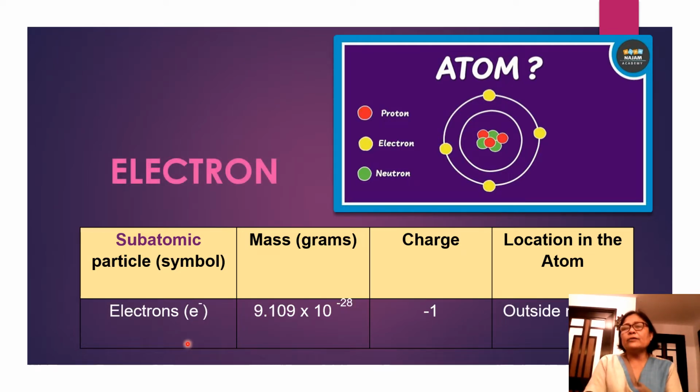Electron has a mass of 9.109 times 10 raised to negative 28 with a negative charge, found outside the nucleus of an atom. However, electron is the lightest particle.